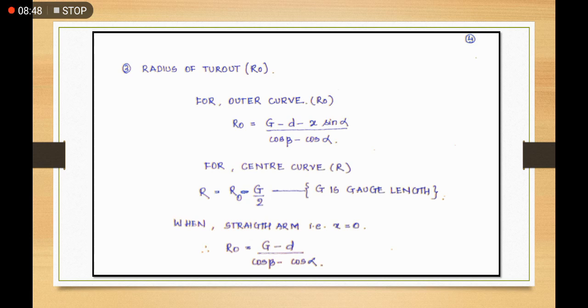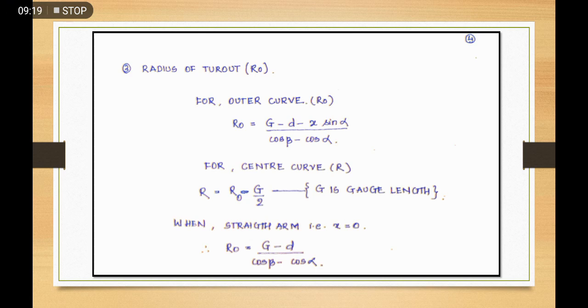Then for the central curve, r is equal to the radius of the outer curve minus gauge length divided by 2. So that is the straightforward equation. The central curve radius depends upon the outer curve radius, and here the condition is given for the straight arm, that is x equals 0, the second condition that may arise.